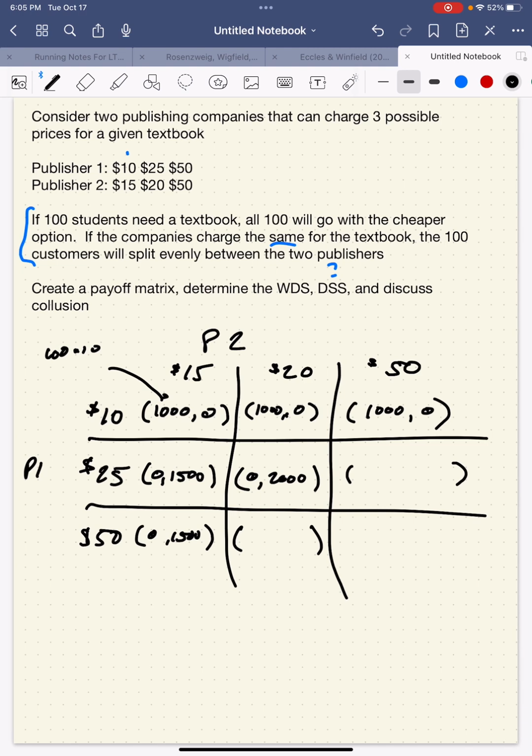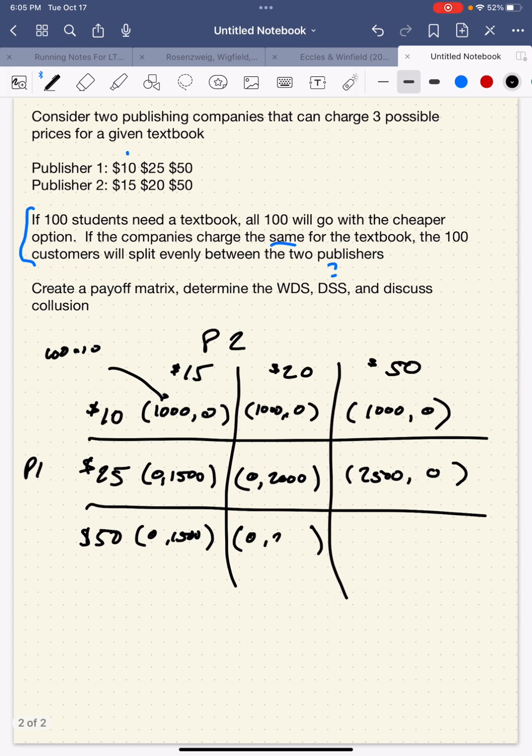And then finally, we see the $25 that publisher one is charging. In that situation, it's cheaper than $50, so they are making all of the money. In that case, every single person is spending $25 for a textbook, so 25 times 100 is 2,500. Keep going down, again, 50 and 20 now for the next option. So if publisher one charges 50 and publisher two charges 20, publisher one is charging more, so they're not making as much money.